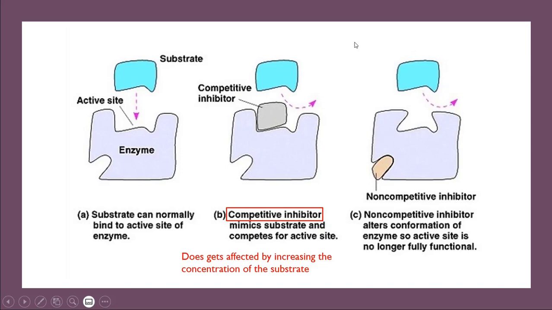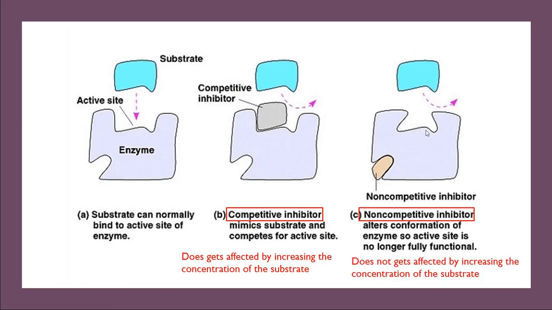Fine? Okay. The second type we have here is non-competitive inhibitor. Here, the inhibitor is attaching to a different site. It is not attaching to the active site here. So, in this case, if you increase the concentration of substrate, it doesn't affect the affinity for the inhibitor. It doesn't affect the inhibitor there because the inhibitor is attaching to another site. They are not linked with each other. Okay?